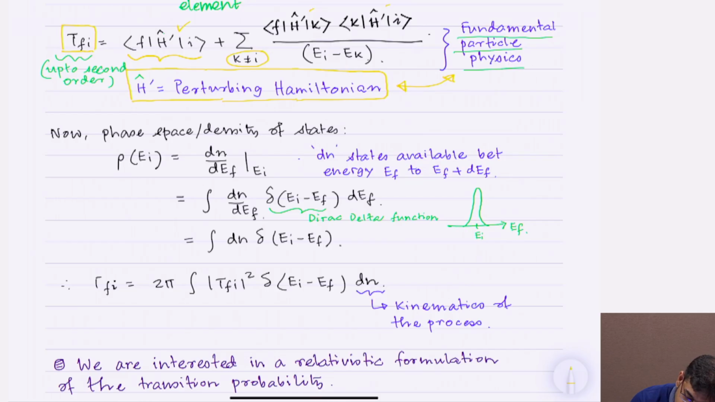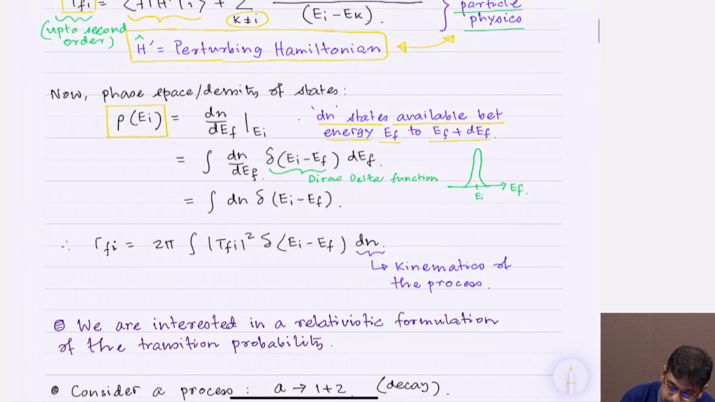density of states. So, the rho(E_I), which is the other part in the transition probability, is defined as dN/dE_f, where dN defines the states which are available between the energy E_F to E_F plus dE_f, and this has to be evaluated at the initial energy E_I. Okay? So, that is what this quantity means.